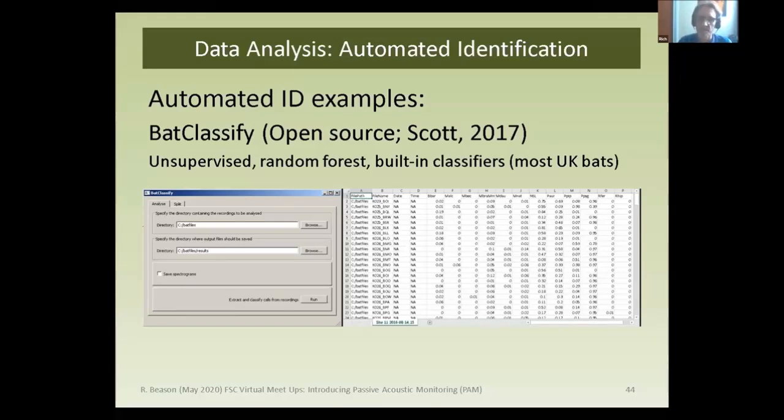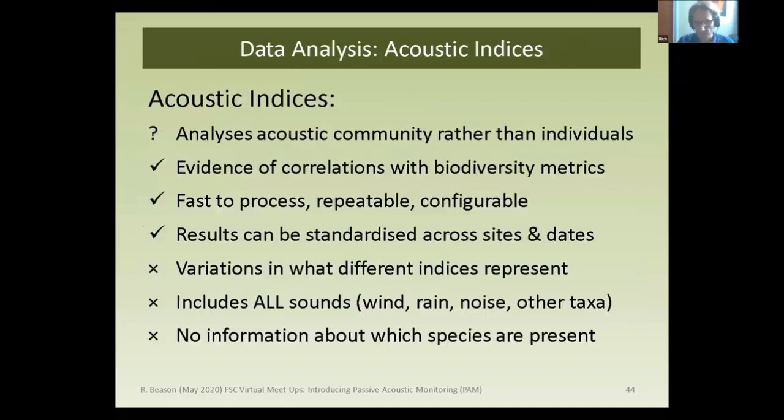And the skill with this comes in basically determining what your thresholds are, which are reliable, and validating it. You don't have any input. This has all been pre-trained based on the calls of bats by the person who wrote it. So those are some examples of automated identification.